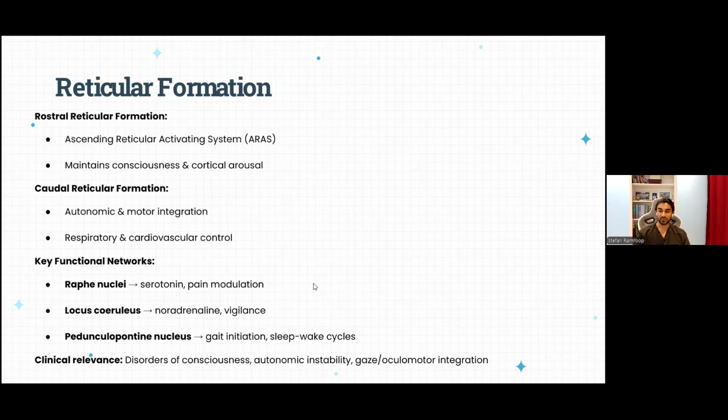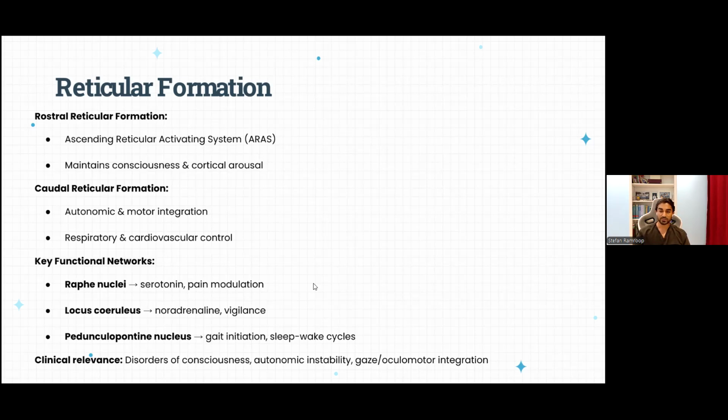If you have damage here, even with relatively small lesions, that can produce reduced arousal states, from hypersomnolence even to coma. This explains why midbrain tegmental injury often leads to disproportionately severe alterations in consciousness compared with a similar sized lesion elsewhere. The caudal reticular formation, primarily in the lower pons and the medulla, integrates autonomic and motor functions.